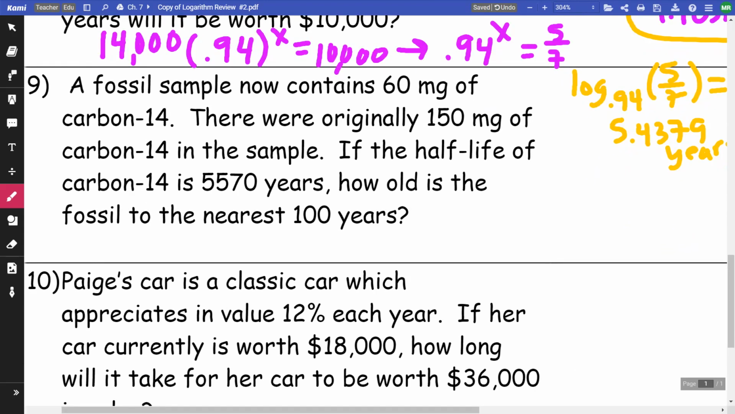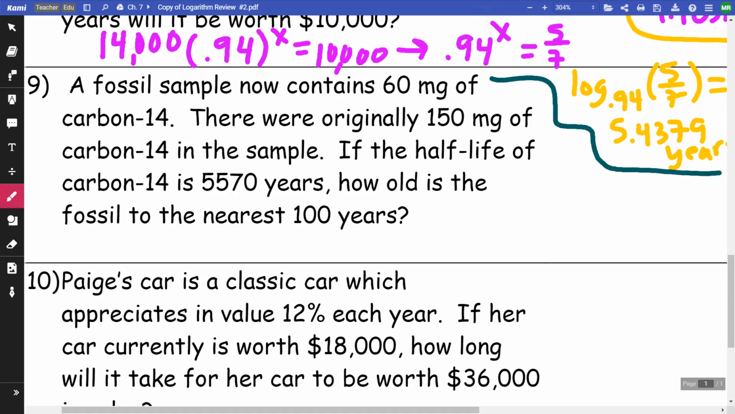A fossil sample now contains 60 milligrams of carbon-14. There were originally 150 milligrams of carbon-14 in the sample. If the half-life of carbon-14 is 5,570 years, how old will the fossil be to the nearest 100 years? Okay, so again, this is Integrated 1. Half-lives, we learned in Integrated 1.